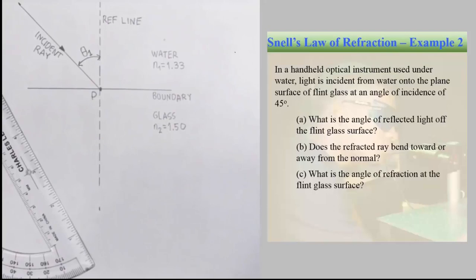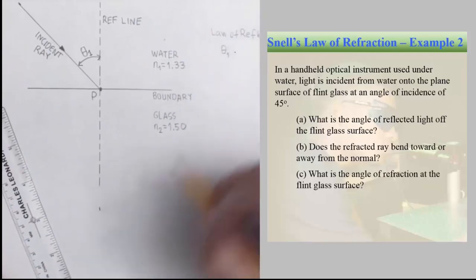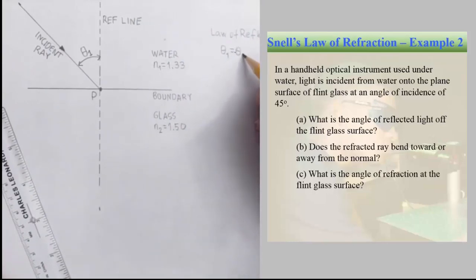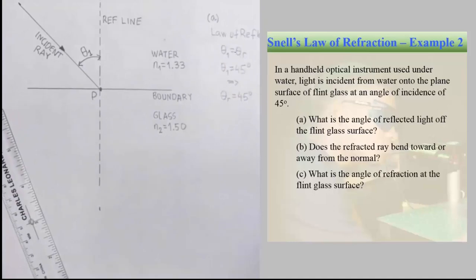So to answer part A of the problem, we are asked to figure out the angle of the reflected light. We know that according to the law of reflection, the incident light angle theta 1 has to be equal to the reflected angle theta r. Since theta 1 is equal to 45 degrees, that means our reflected angle theta r is also going to be equal to 45 degrees according to the law of reflection. So that would answer part A of this problem.